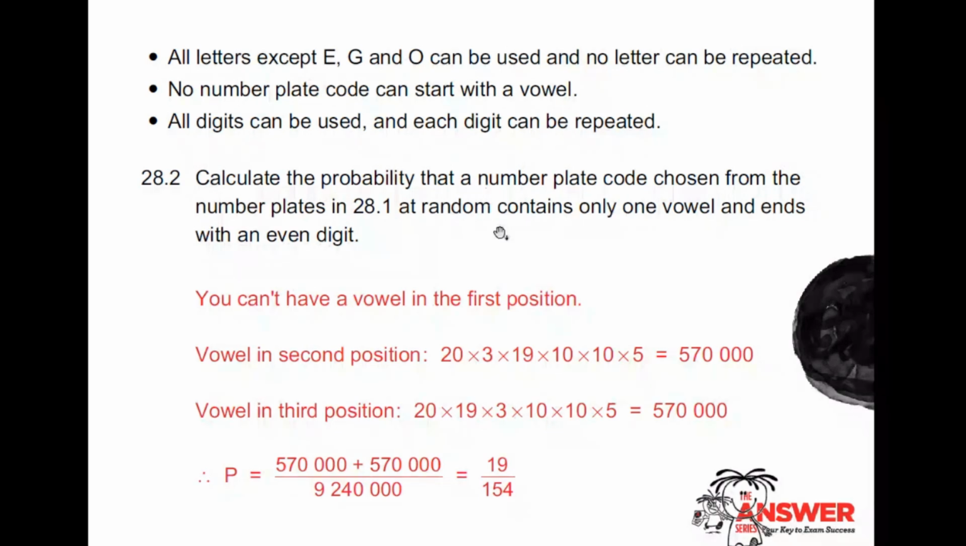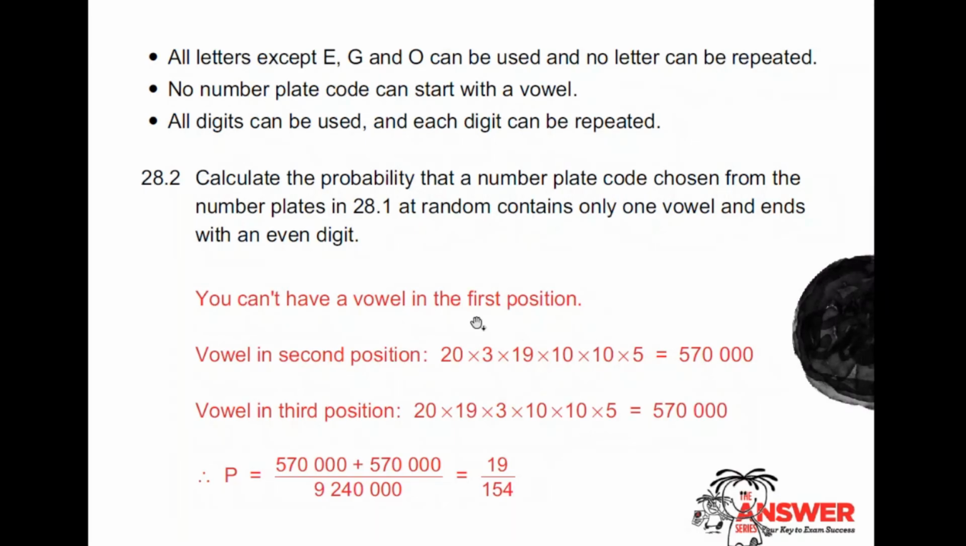Calculate the probability that a number plate chosen contains only one vowel and ends with an even digit. So now they've made the even digit, which was nice. They've now gone and made it complicated as well. Okay, but let's actually start with the digits because it's not too bad. I can use any digit and they can be repeated. So it's 10 times 10, even digits, 0, 2, 4, 6, 8. So that's a 5 on the end. So that's cool. That's okay. I can handle that.